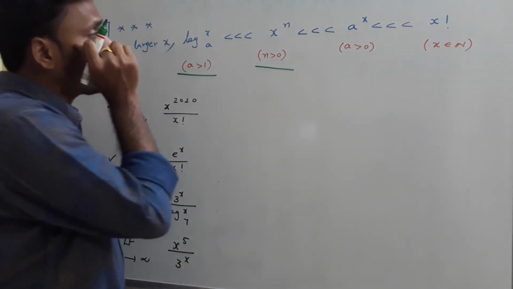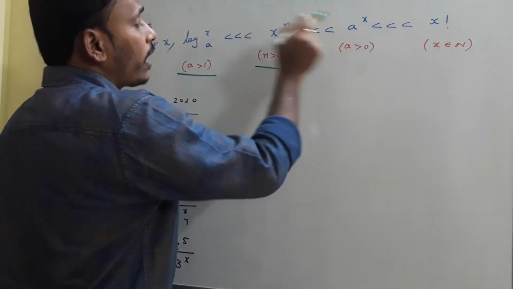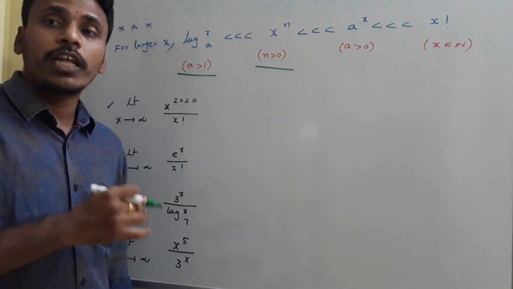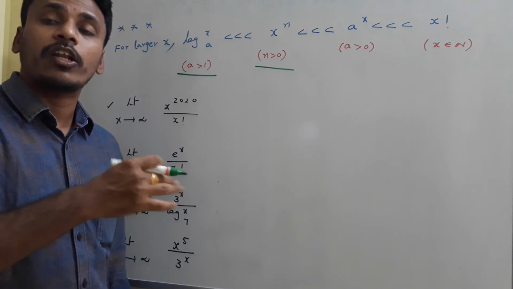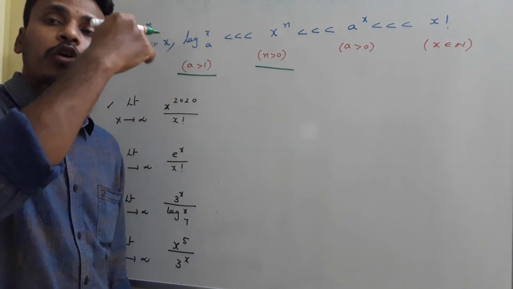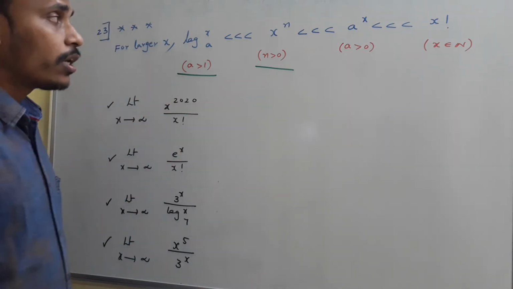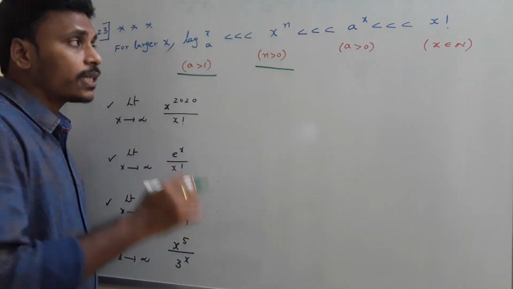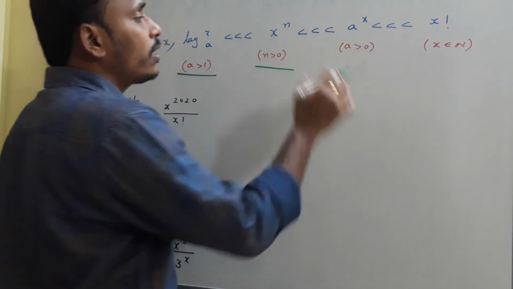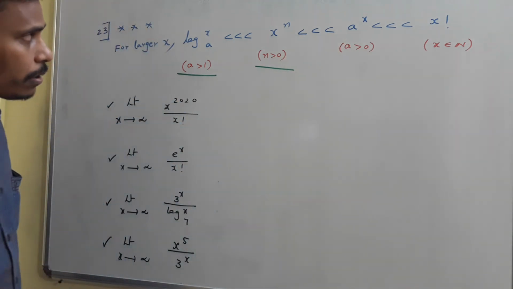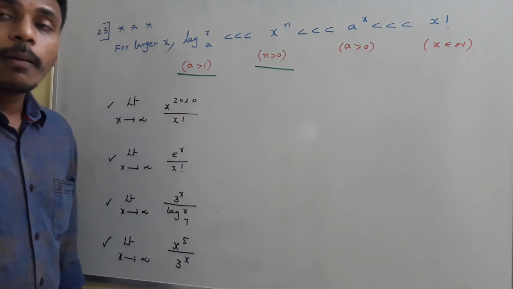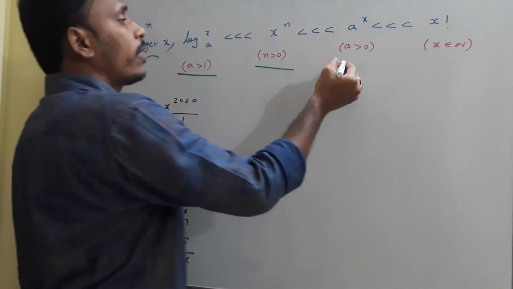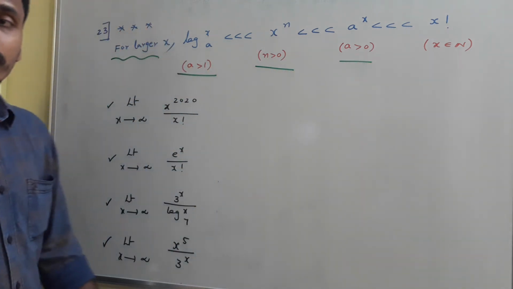In the same way, when you compare x power n and a power x, if x is very large, in the sense the value of x may be 10 crores, 100 crores, 1000 crores, crores of crores, very large, in those situations x power n is lesser when compared with a power x. a may be any number, n may be any number, but x is very large. So x power n is very small when compared with a power x.